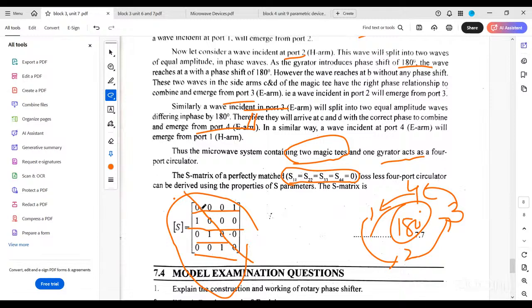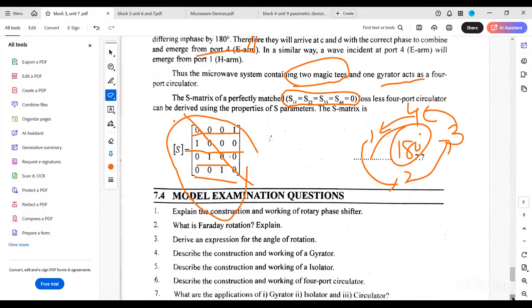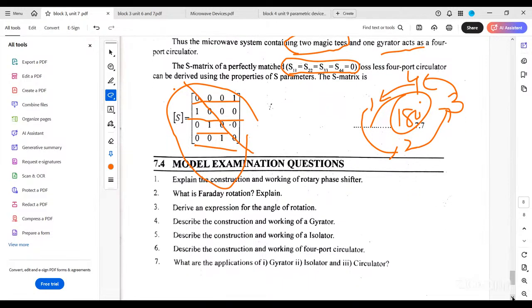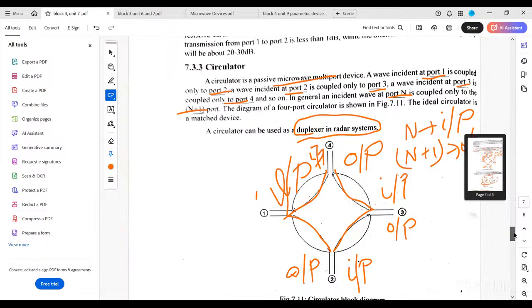This is about circulator. Now we will see which type of model questions we will get from this, and on which page and how to write. First is the 7th question: what are the applications of gyrator, isolator, circulator? Where is that? Below everything, applications are written for every topic. So collect all of them in one place and make notes, only applications. Another: construction and working of 4-port circulator. Construction and working is in 7.33. Write only about the circulator in 7.33. Next question.